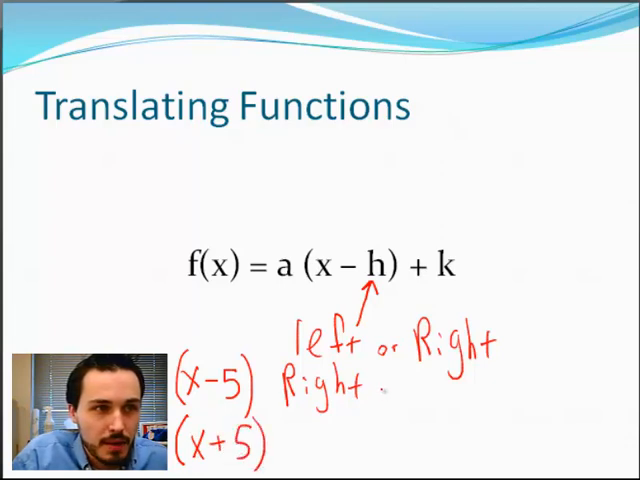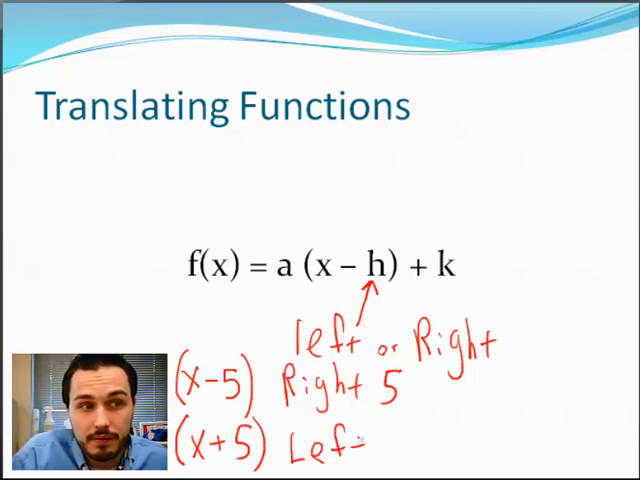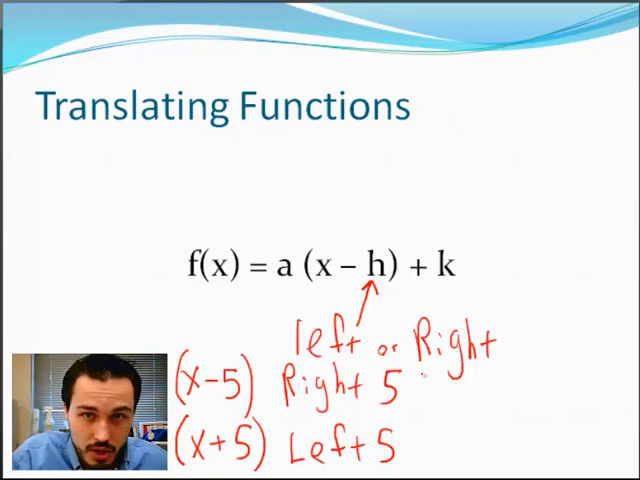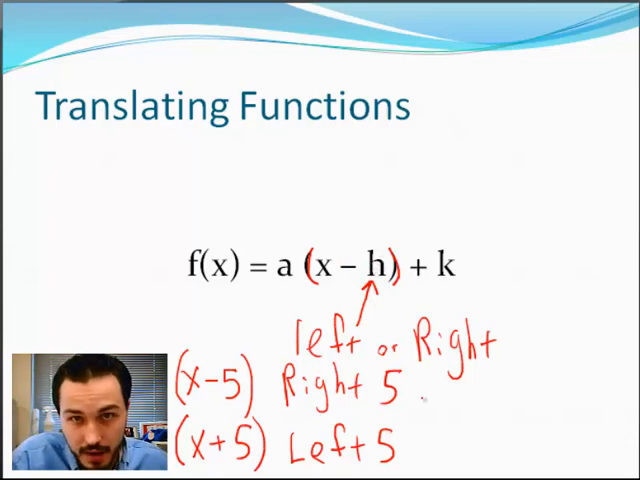And so then that means here that if I had x plus 5, then that would actually go left 5 spaces. So there's your first part of shifting, which is horizontal shifting. And horizontal shifting happens inside of the parentheses, and it kind of happens a little bit backwards of what you expect. A minus 5, for example, goes right 5, and a plus 5 goes left 5.